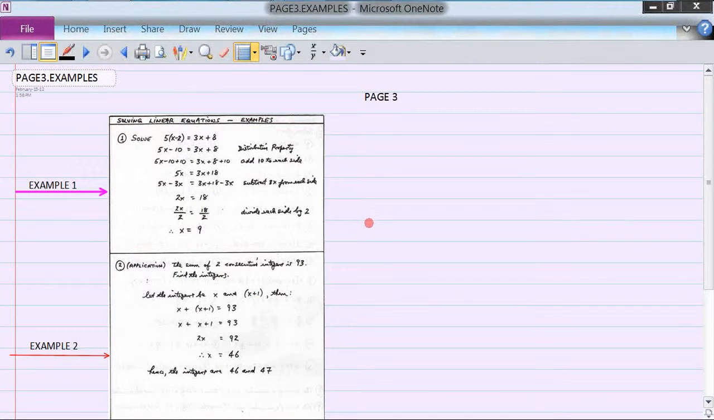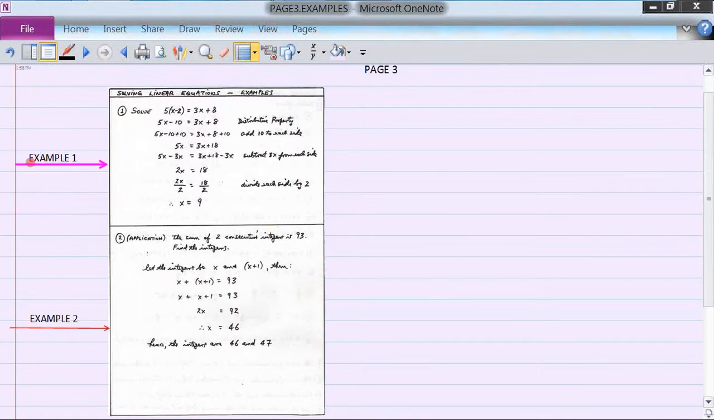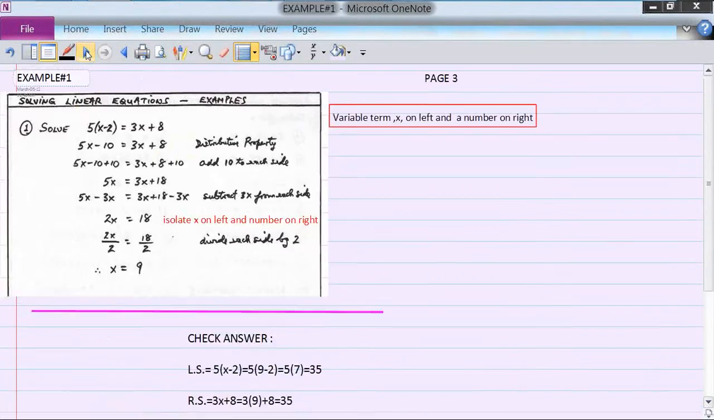Now, we're going to look at page 3, and we have 2 examples on page 3 that we're going to do. We're going to do this one in 2 different ways, and then we're going to show how to do that one right over here. So let's start off with example 1. And we're going to use the distributive property here. We have this equation. Now, remember, we're trying to solve for x here.